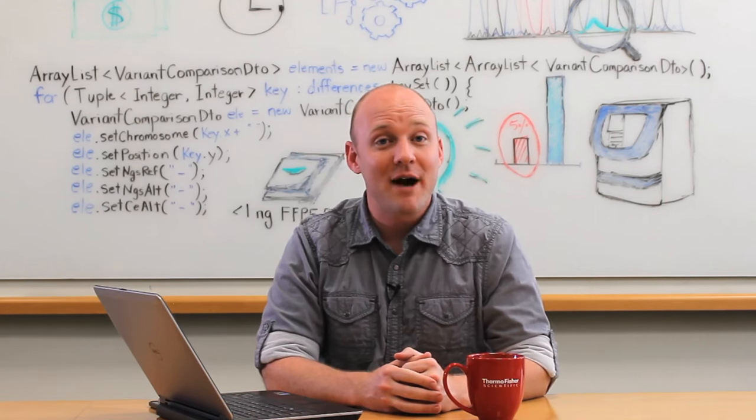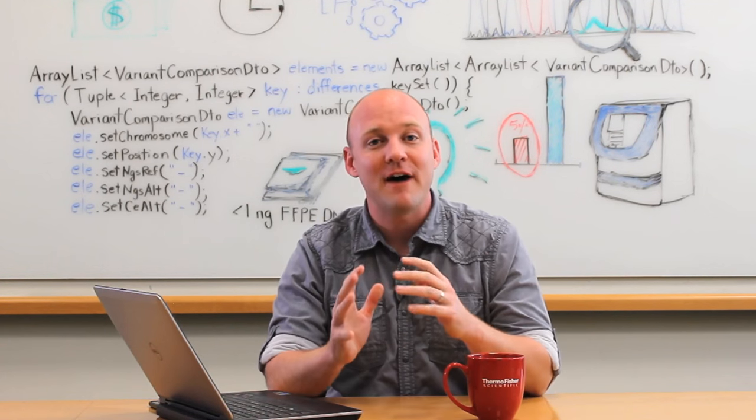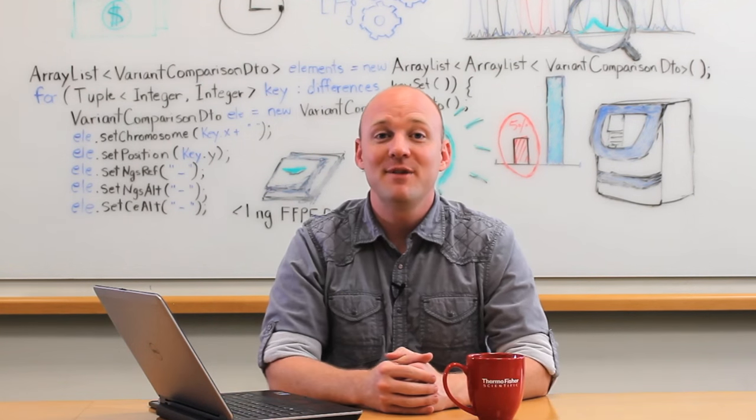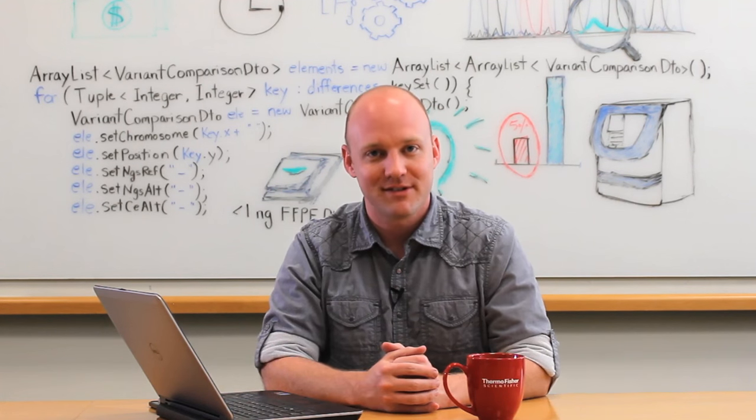You've probably heard about the new Minor Variant Finder software and how it will enable 5% somatic variant detection using Sanger sequencing. Now just give me 5 minutes and I will show you how the software works step by step.